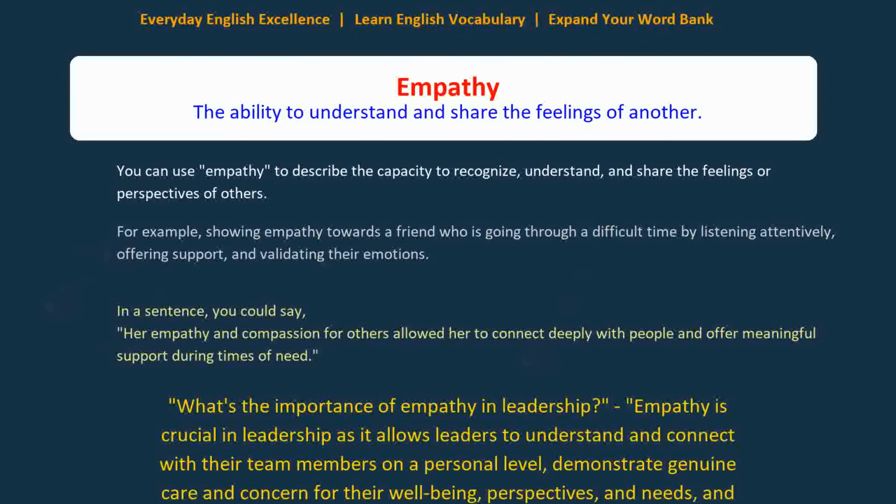What's the importance of empathy in leadership? Empathy is crucial in leadership as it allows leaders to understand and connect with their team members on a personal level, demonstrate genuine care and concern for their well-being, perspectives, and needs, and inspire trust, loyalty, and commitment by showing empathy, compassion, and support, which enhances team morale, cohesion, and performance, and fosters a positive and inclusive work culture.